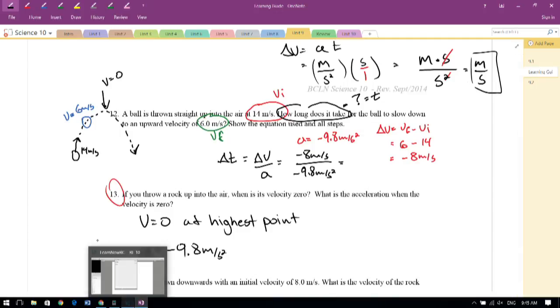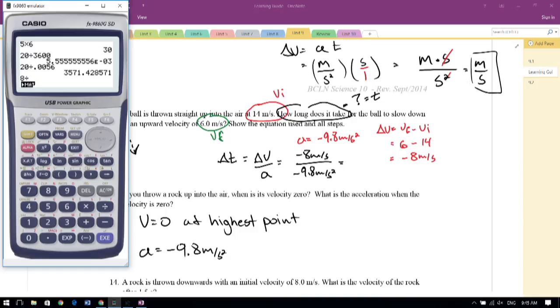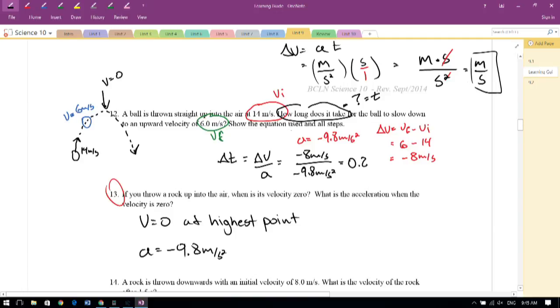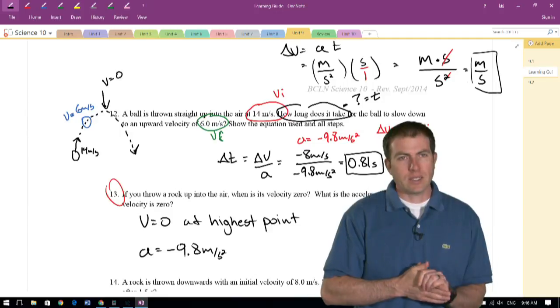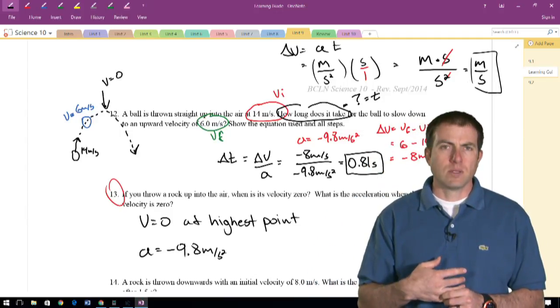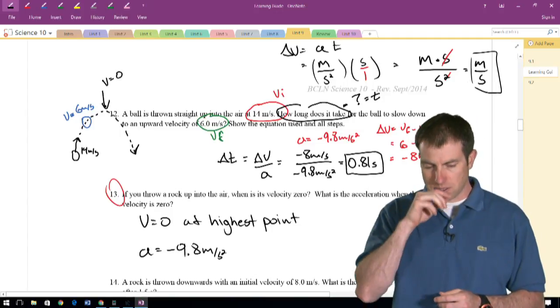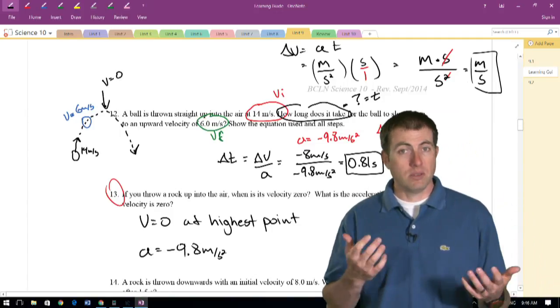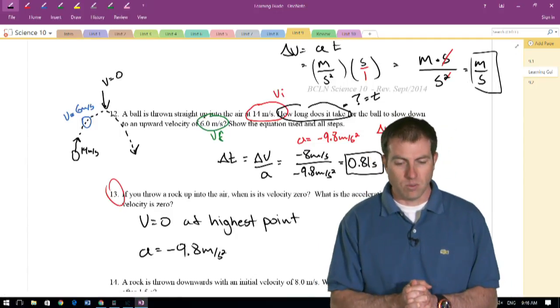8 divided by 9.8, 0.81 seconds. And we don't need to include a direction with that because it's time. And time doesn't have a direction associated with it. And notice that if you hadn't kept your negative signs there, you would have had a negative time, which would have been a problem. It's a little tricky to go back into time. We can, maybe. Maybe you guys will figure out time travel, hopefully.